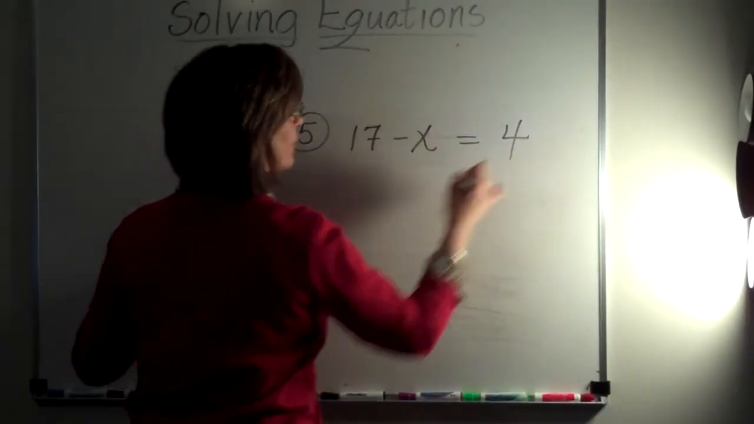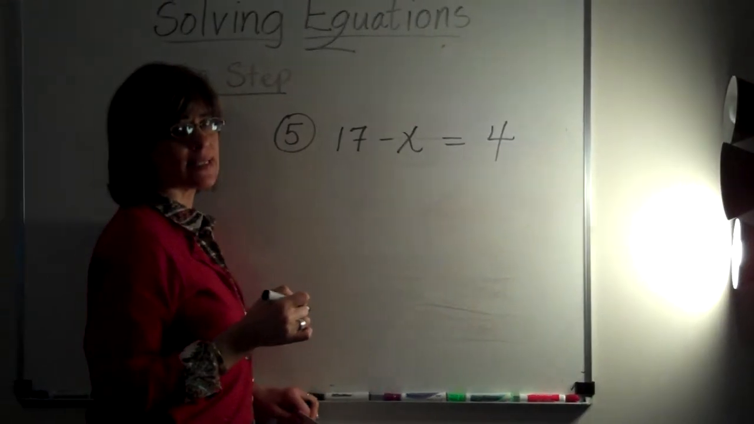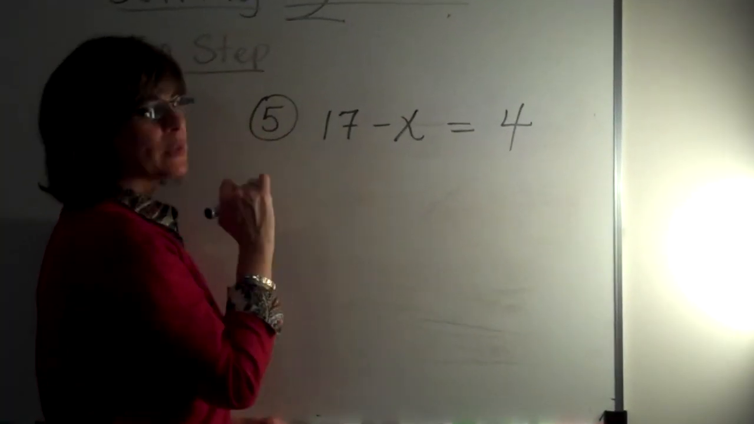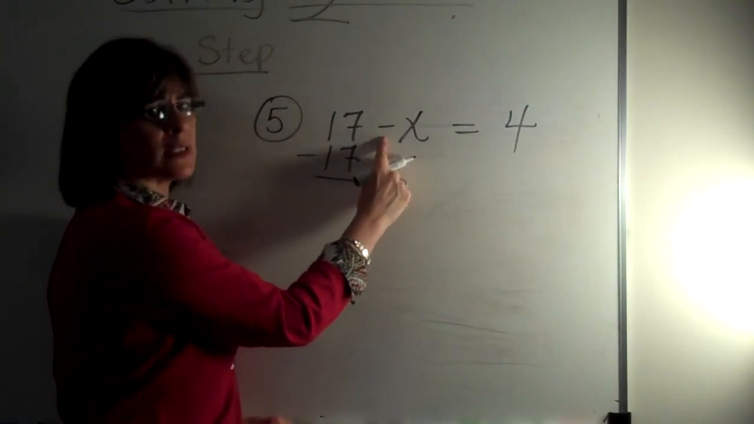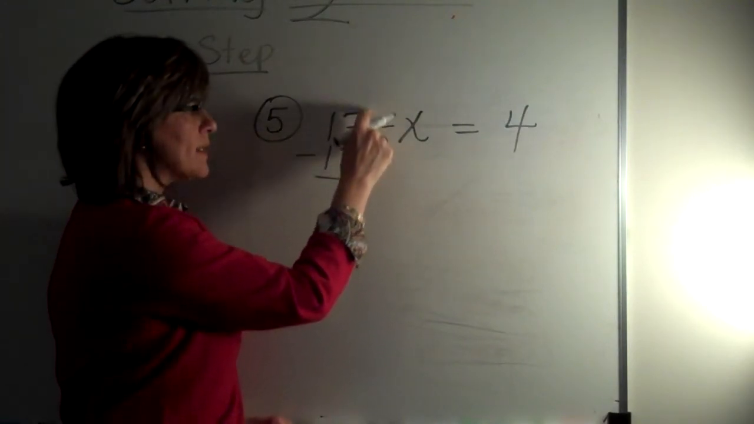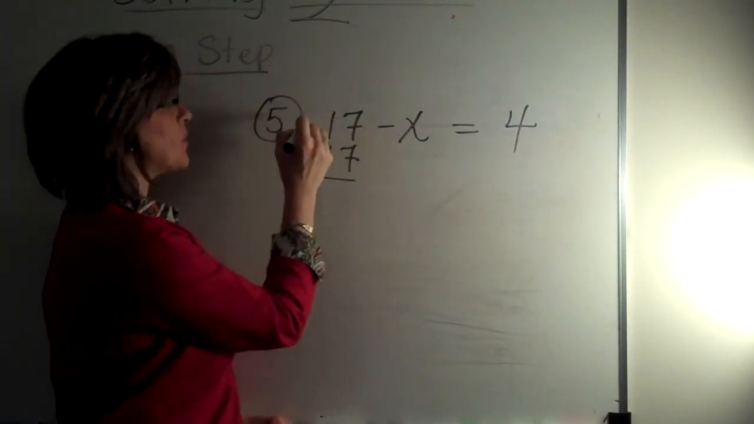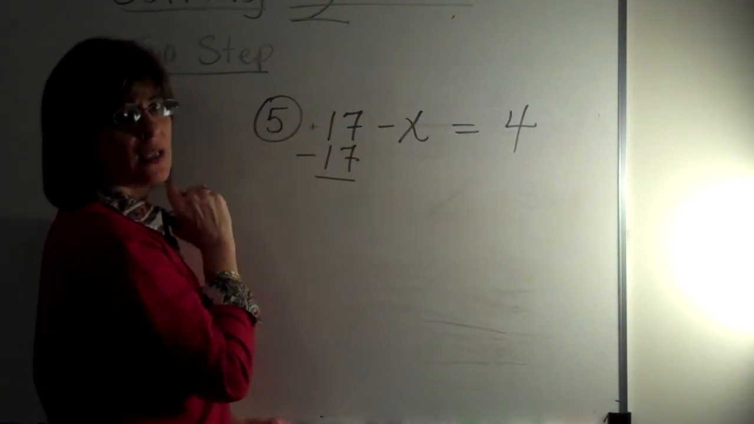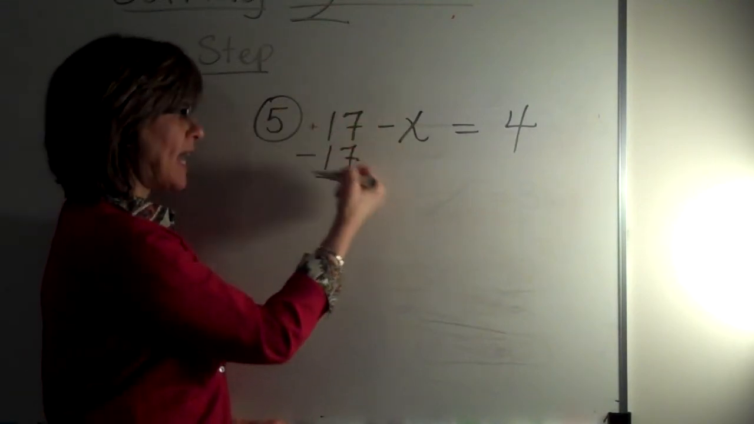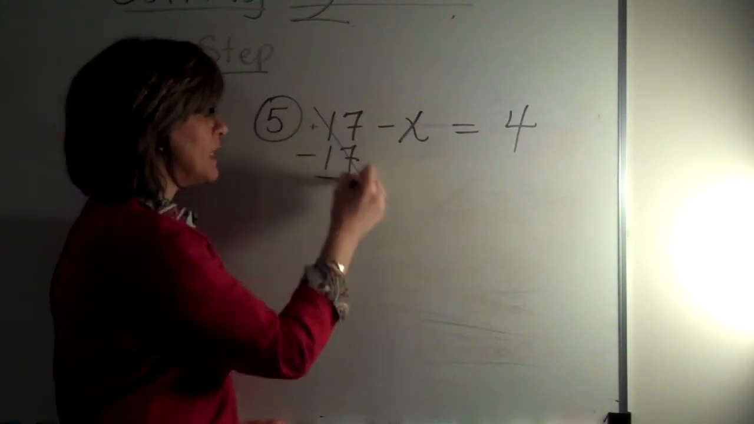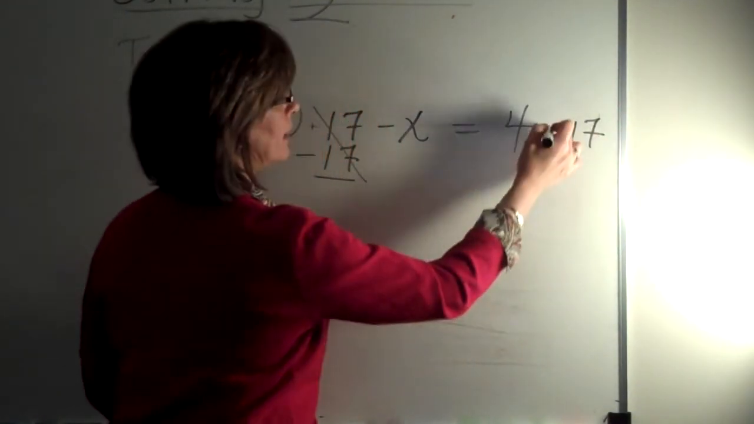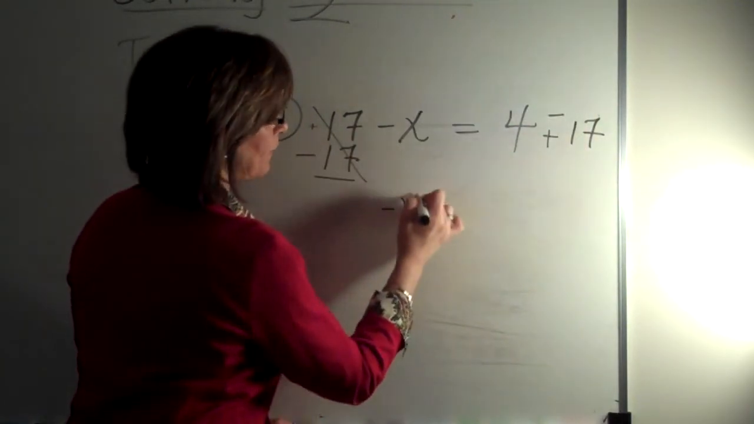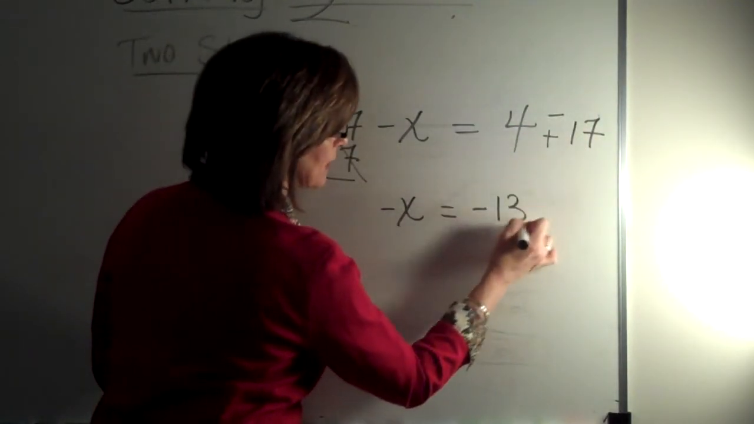We've kind of gone over this kind. This looks just like a one-step, doesn't it? But what's going to happen here is I'm going to get rid of the 17. Why do I subtract it when it's subtraction there? Because I want to get rid of 17. 17 is really positive 17. So in order to get rid of it, I have to add to it negative 17. That gives me 0. And I subtract 17 from this side, which would give me negative x equals negative 13.